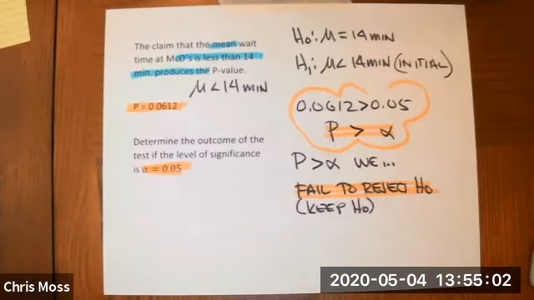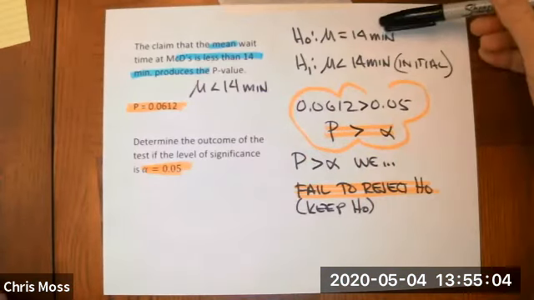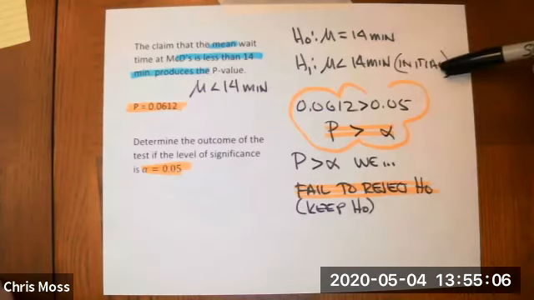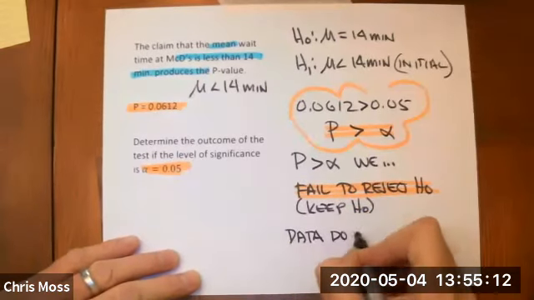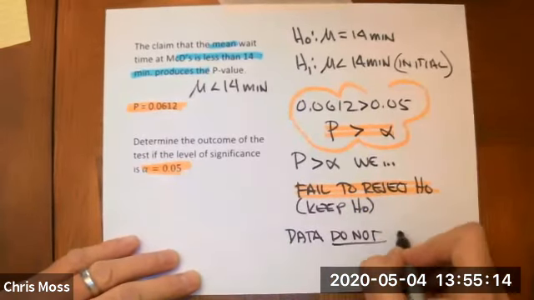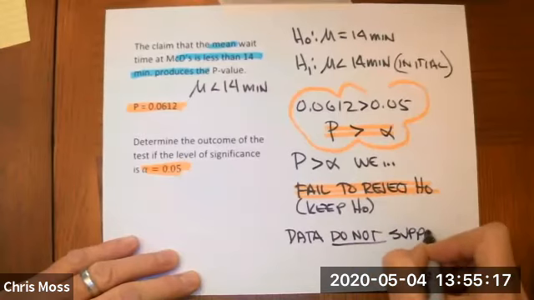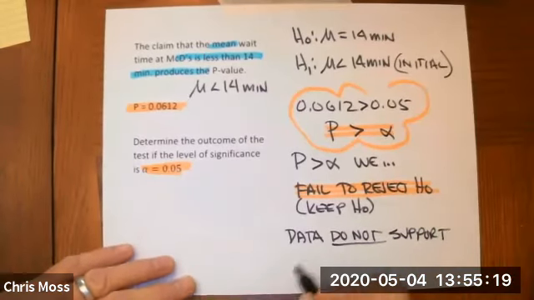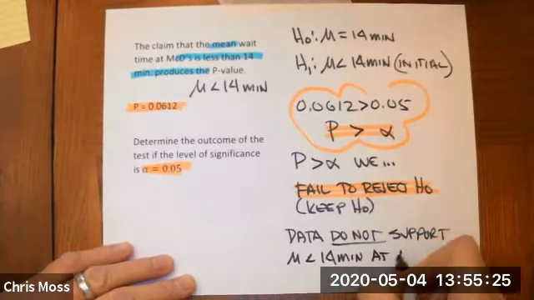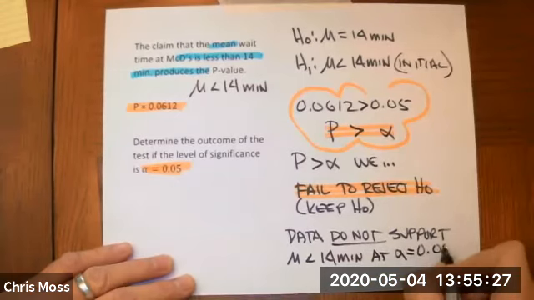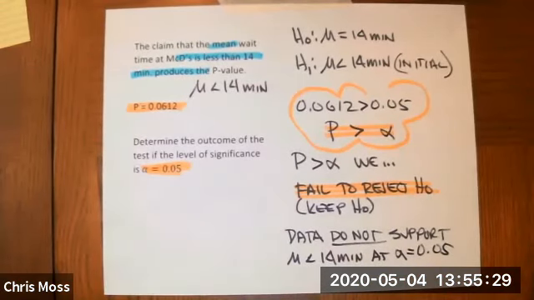Now, what does that mean? It means we're going to stick with the null hypothesis, but our claim was the alternative. So data here do not support, and then I always like to state the claim, mu less than 14 minutes, and the level of significance. And there's a couple of reasons why we do that, and I'll get into that later.